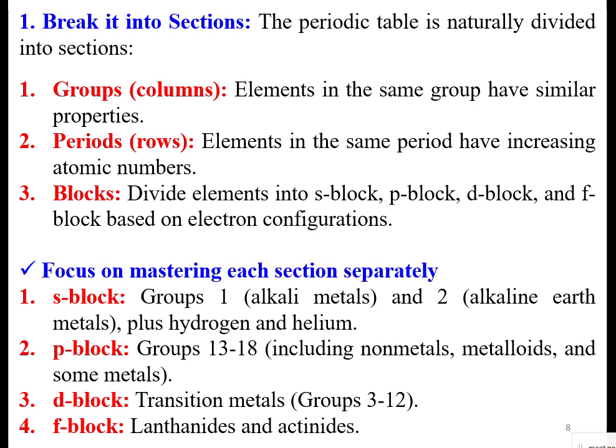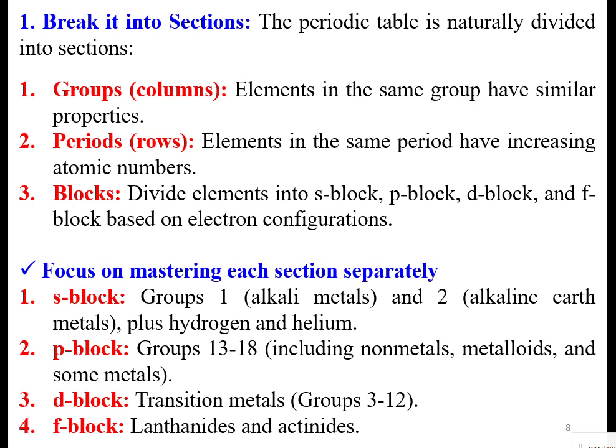S blocks are spherical shape, P blocks are dumbbell shape, D blocks are double dumbbell shape, and F blocks are complex based on electronic configurations. So we focus on mastering each section separately, like S block elements. Which elements can we call S block elements? Group 1, called alkali metals, and alkaline earth metals, plus hydrogen and helium.